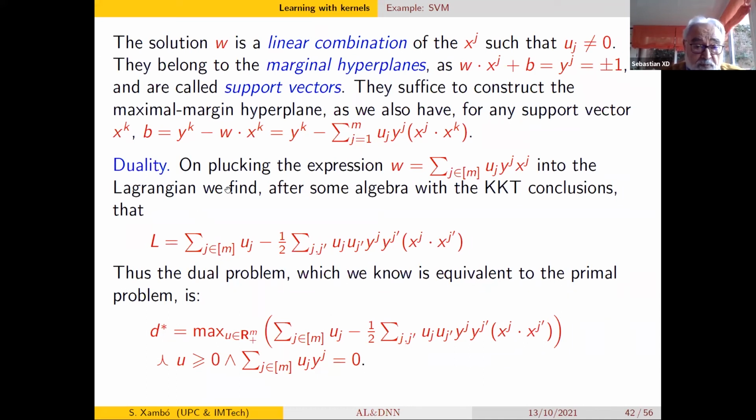Now, the duality of this problem is obtained on plugging this expression for the W into the Lagrangian. You do some algebra, and you find that this Lagrangian is this. Thus, the dual problem, which we know is equivalent to the primal problem, because duality is in force, is this problem here. The upper star is a maximum with respect to u non-negative of this Lagrangian, subject to u non-negative, and subject to this condition obtained from the derivative with respect to b. So there is one more condition.